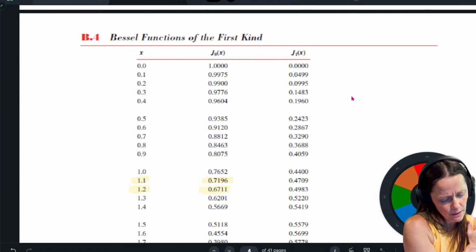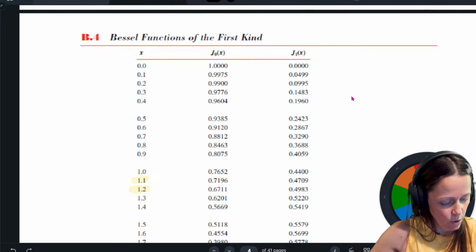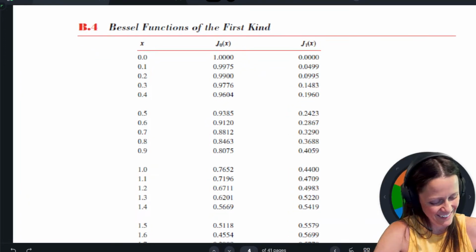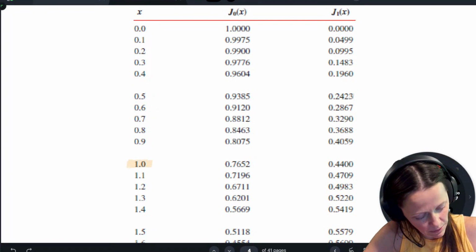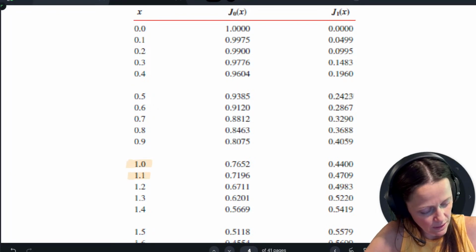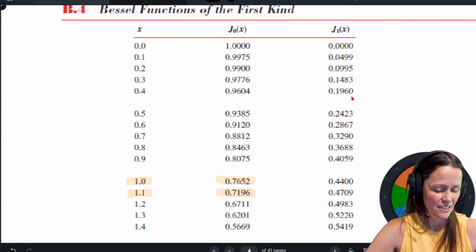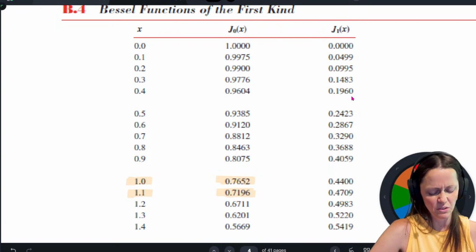0.75. Wait a minute. We can't see what you're highlighting. Oh, it's too light. Well, good, because I highlighted the wrong thing, so it works out really well for everybody. Yeah, so 1.0184, can you see that? Yes. Okay. So I end up getting 0.7568. That looks okay.